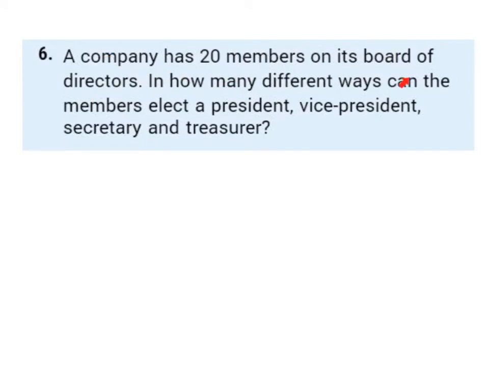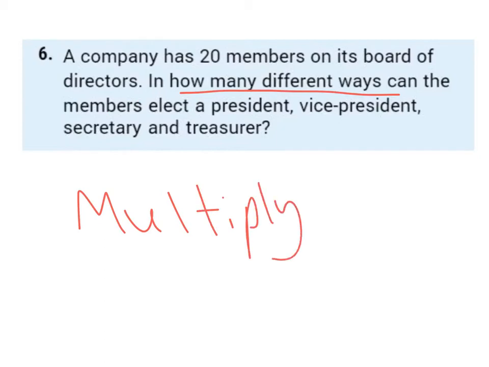Question 6. A company has 20 members on its board of directors. In how many different ways can the members elect a president, vice president, secretary, and treasurer? So first of all, we see the phrase how many different ways. We want to think multiply. And we see that there is a president, a vice president, a secretary, and a treasurer. So there's 4 different positions, and we have 20 members in total.